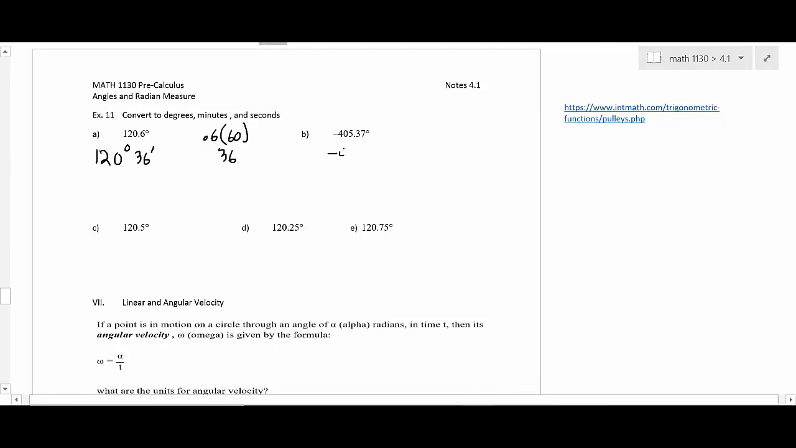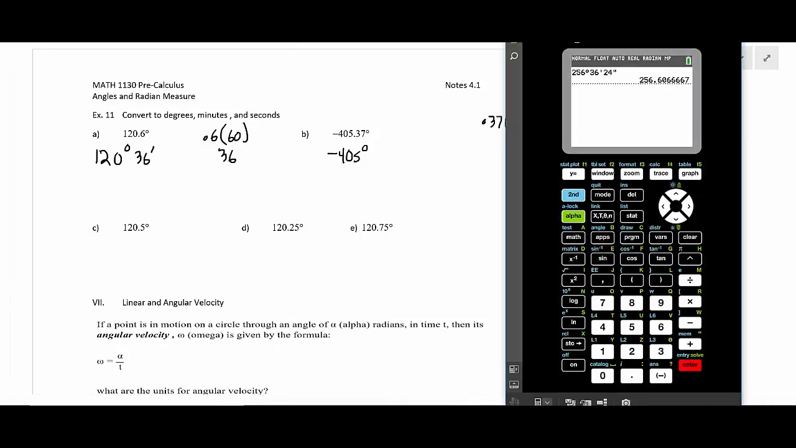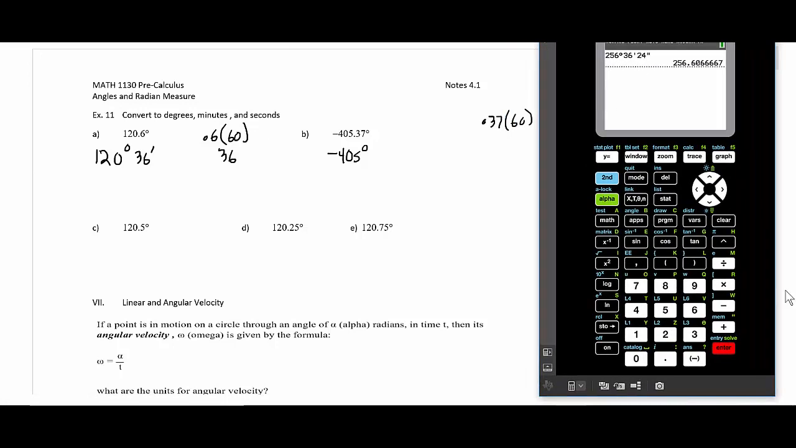Again, you would just have negative 405 degrees. Then you want to take 0.37 times 60 on your calculator. And let me show you a little bit different thing happens on this. So what you can do with this is you do the 0.37, you multiply it by 60, and that's going to end up giving you 22.2. So you want to take the 22 and put minutes there. But you have a leftover decimal, so what you do with that is you take the 0.2 and multiply that by 60. So if you do that, you're going to get 12, so that's 12 seconds.